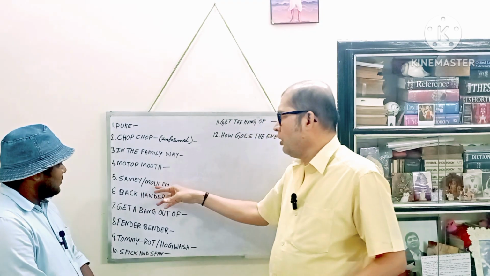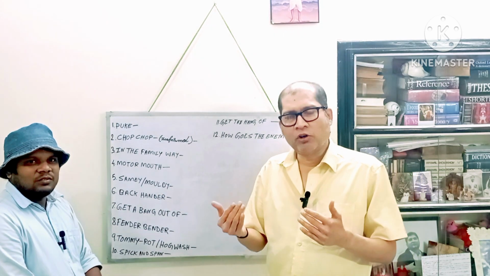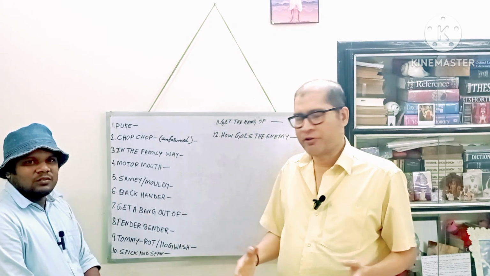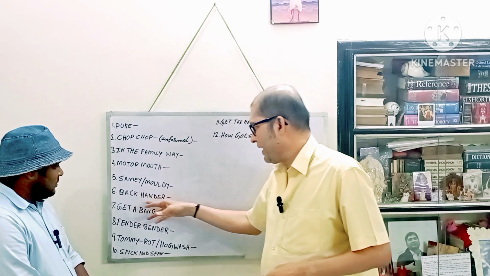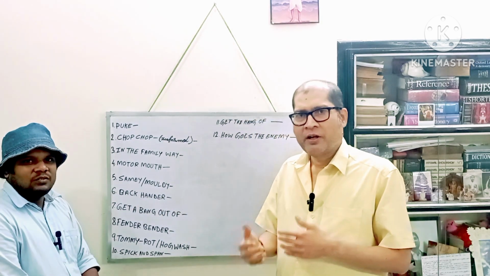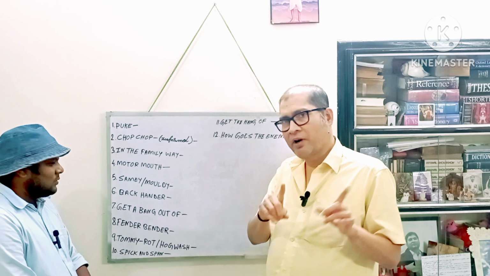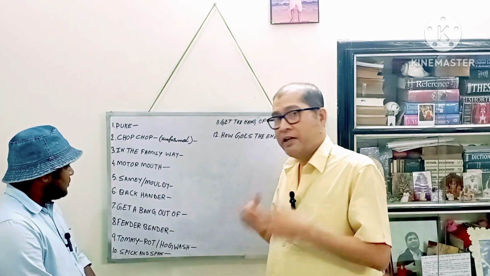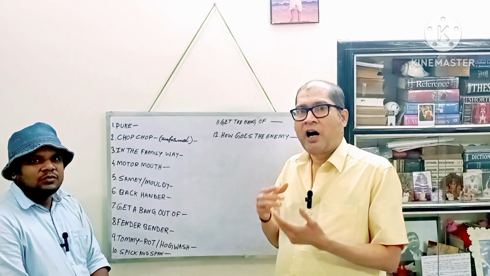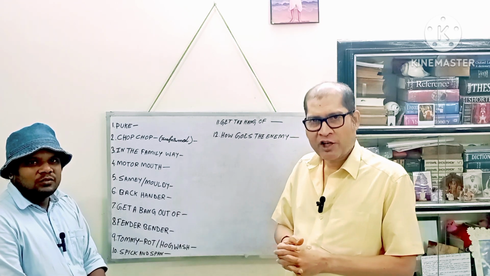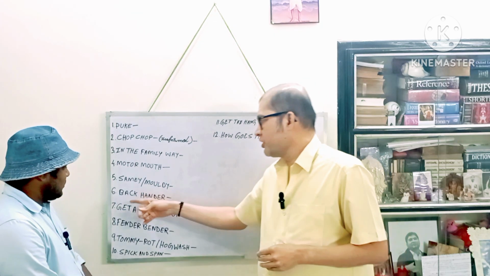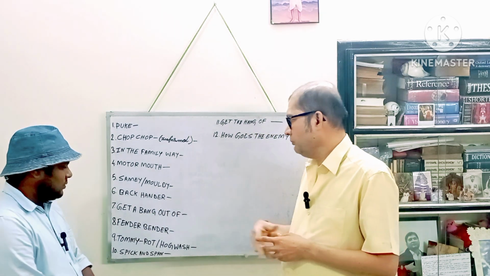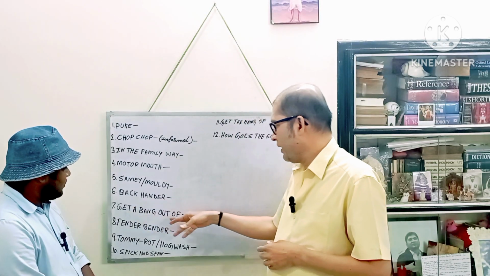Next one is samey or moldy. Samey or moldy means boring, monotonous, tedious. Next one is backhander. Backhander means bribe. Yes, I was trying to remember another word or another phrase for this word backhander. I suddenly remember now. And the word is hush money. H-U-S-H, hush money, M-O-N-E-Y. So instead of backhander, you may use the words hush money. Okay? Next one is get a bang out of.